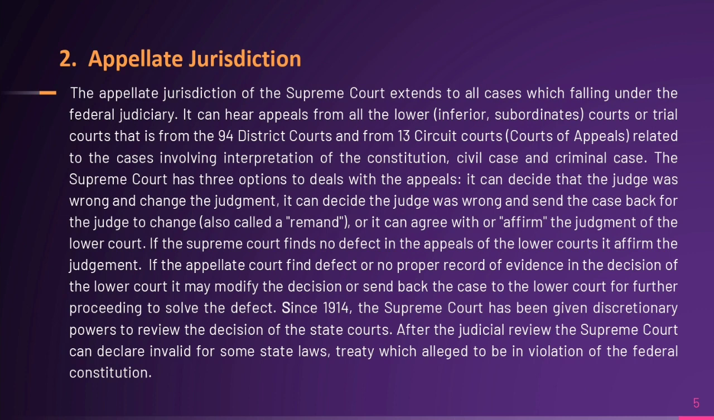The Supreme Court has three options to deal with the appeals. It can decide that the judge was wrong and change the judgment. It can decide that the judge was wrong and send the case back for the judge to change, or it can agree with or affirm the judgment of the lower court. If the Supreme Court finds no defects in the appeals of the lower court, it affirms the judgment.